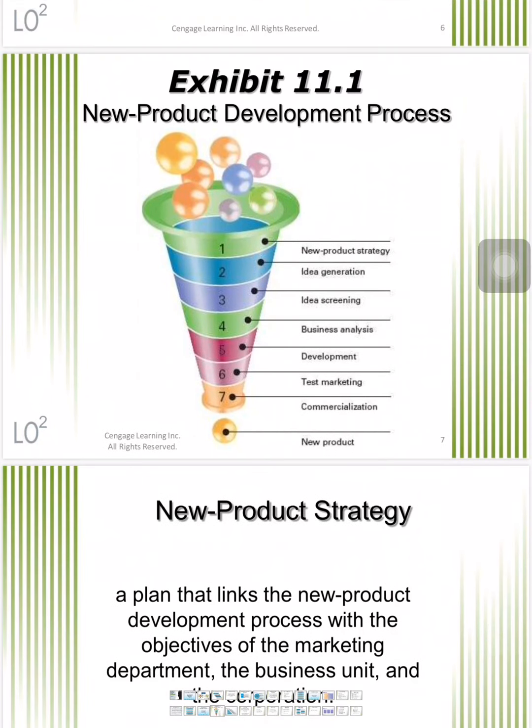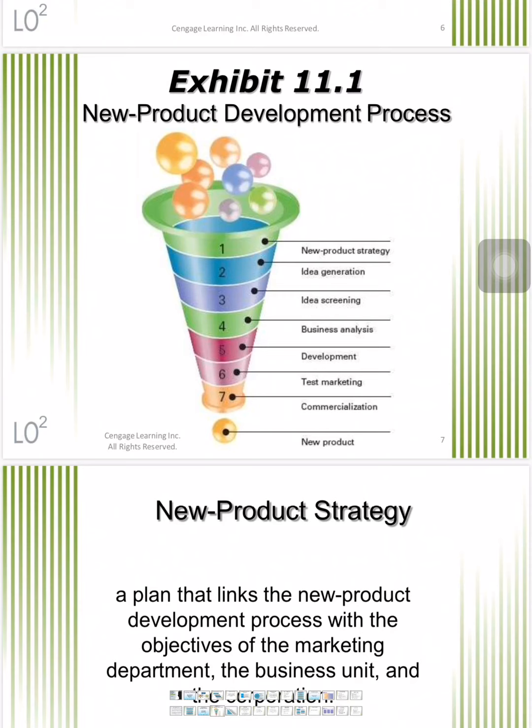Okay. So new product development. Okay, the first step, which is the new product strategy. Okay, new product strategy. This is the strategies first, which is idea generations, and then idea screenings, and then business analysis. After they pass the step of business analysis, then they proceed to development, and then test marketing, then they have to commercialize, and then this is what we call a new product.